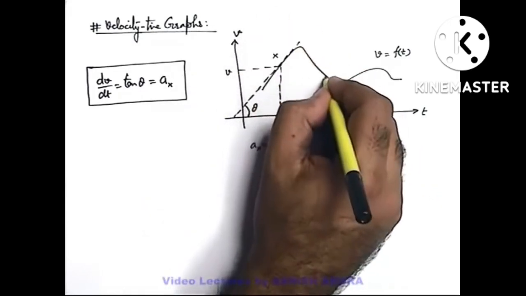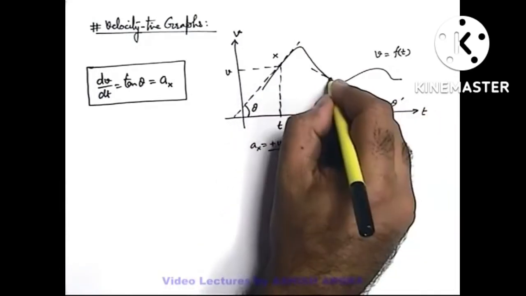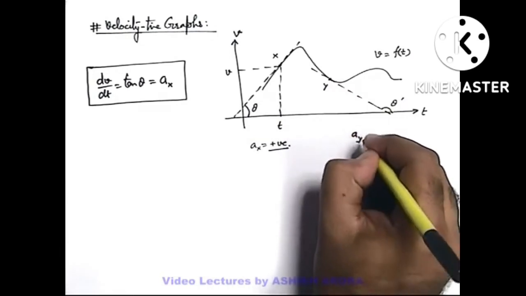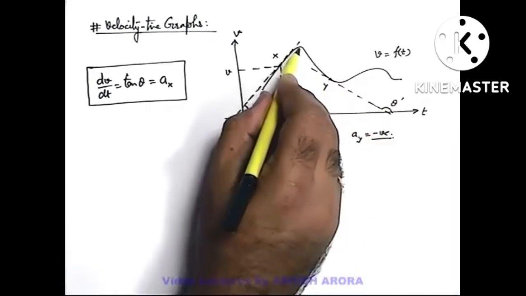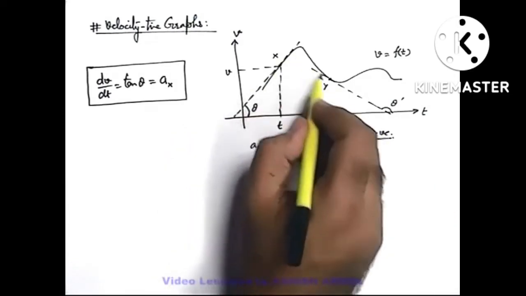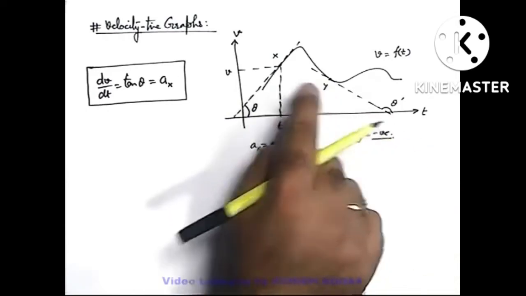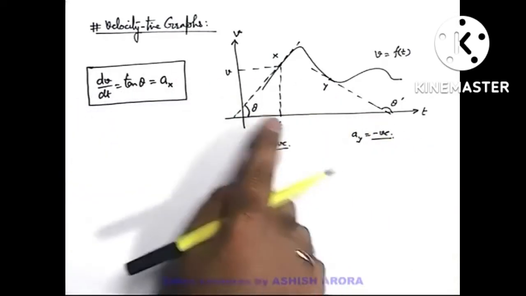When we talk about the decreasing part of the curve at any position, if we draw a tangent, you can see the angle theta dash is obtuse. So this is the point y. So we can say acceleration at point y will be tan theta dash, which is a negative quantity. So here you can see the velocity is decreasing, so acceleration we consider to be negative. So be careful about this situation where we are finding the slope of velocity time curve as acceleration.